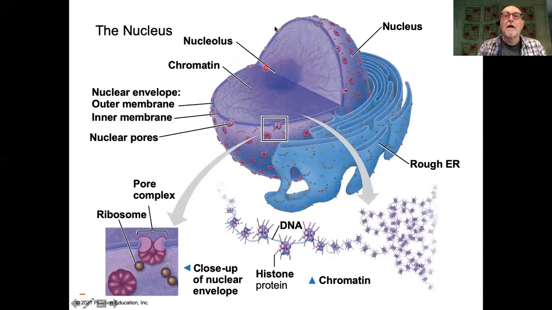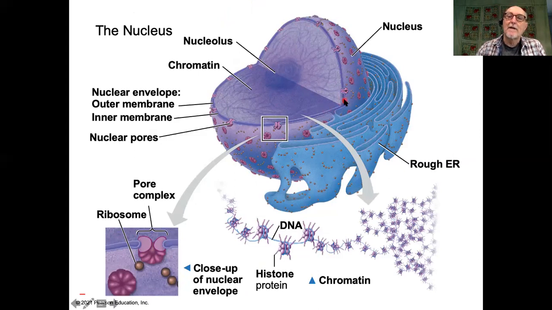Okay, let's have a look at the function of some specific things. Let's look first of all at the nucleus. In most eukaryote cells, plant or animal, whatever you're talking about, the nucleus is usually the most prominent organelle. And here it is here.